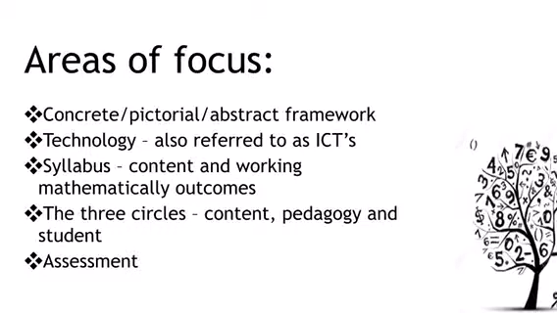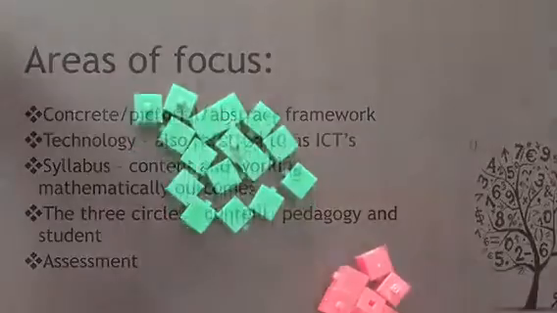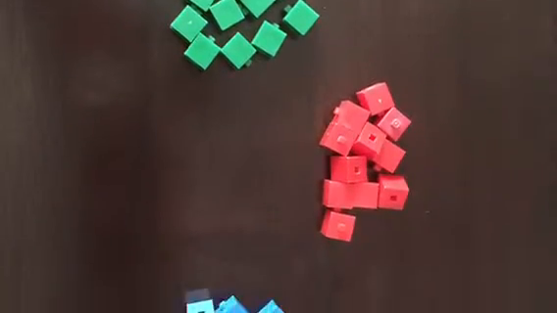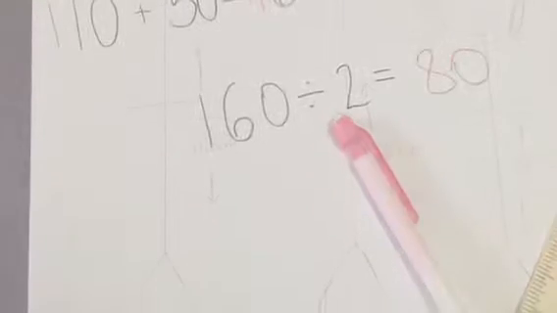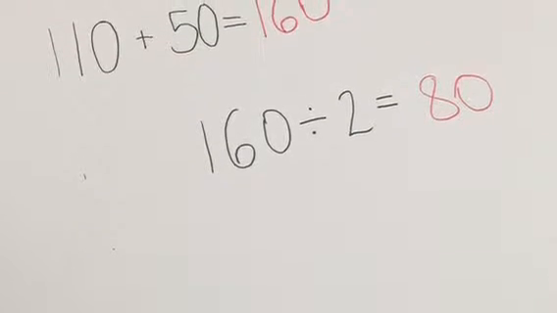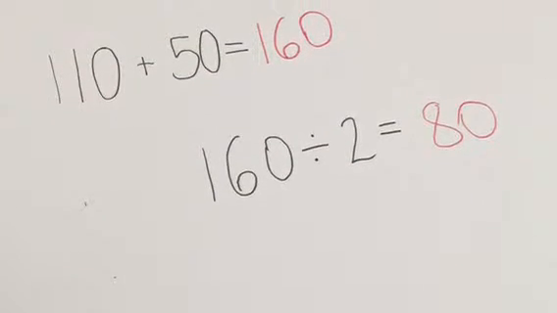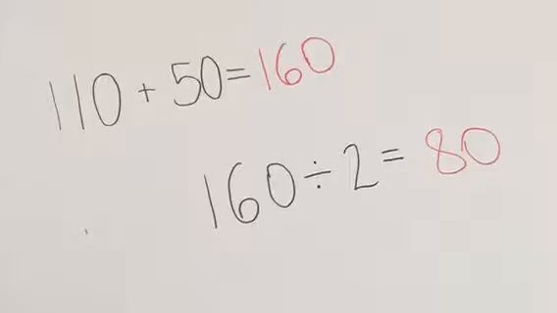Concrete, pictorial, abstract. The CPA framework. This framework allows students to work through their tasks using 3 distinct learning methods. Concrete, being through the use of concrete manipulatives, pictorial, through the use of pictures, and finally abstract thinking, where students move to being able to do calculations in their head. This framework will be demonstrated later on in this video.